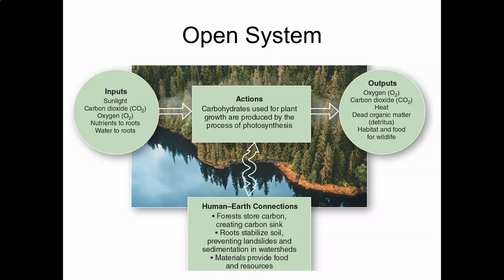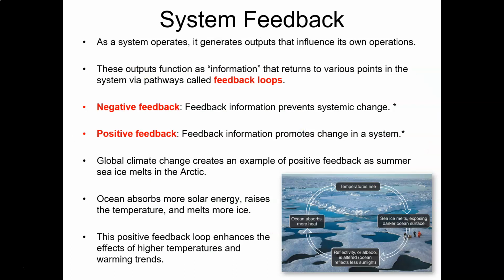Now, systems also have feedback. A feedback loop is a concept in which one of the outputs of the operating system will result either one, in inhibiting or slowing the operation of the system, or two, enhancing or speeding up the operation of the system. If the output slows down or inhibits the system, it's called negative feedback. If it enhances or speeds up the system, then it's called positive feedback.